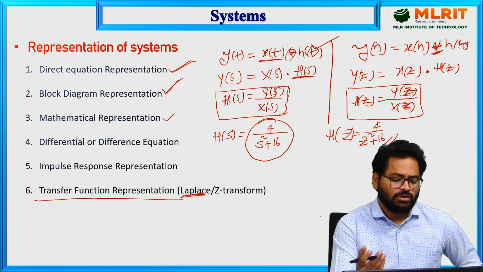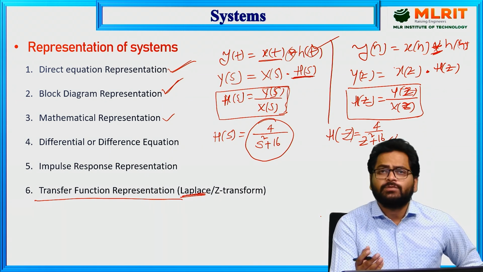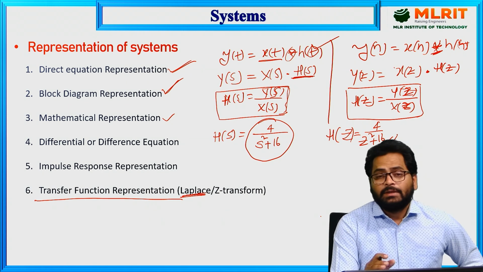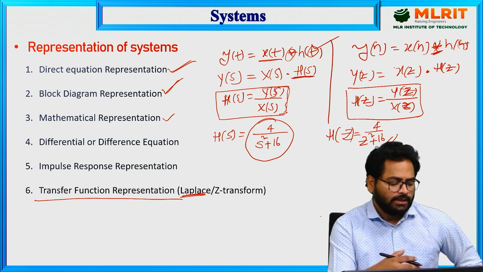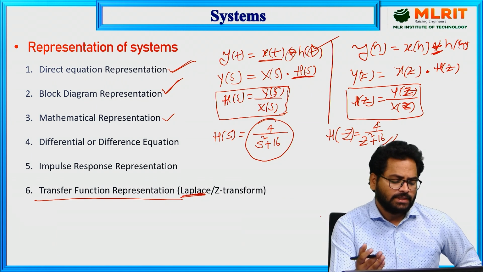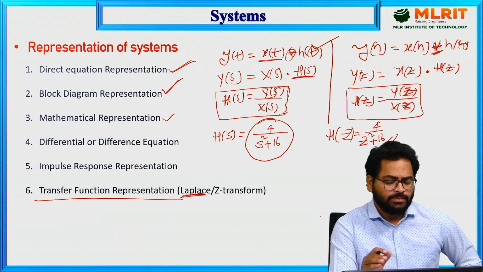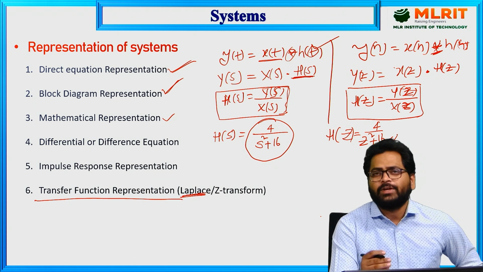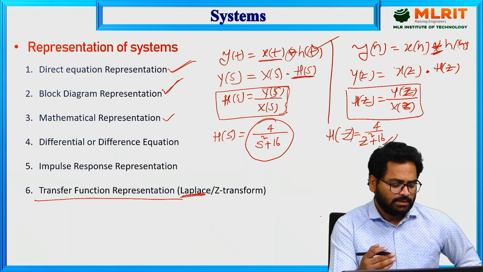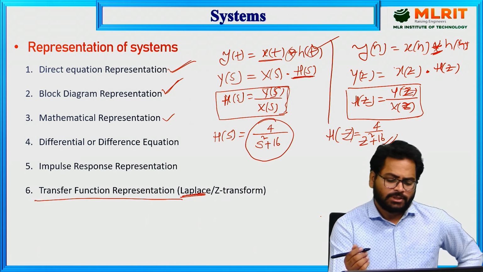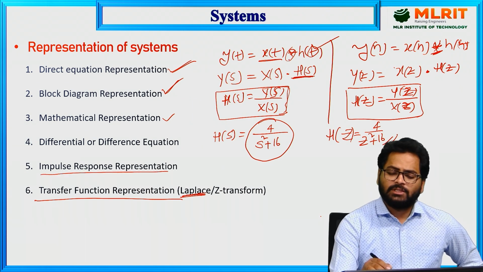Next, differential or difference equation. The same thing, the system response we are representing in terms of a differential equation. That means output and input we are interrelating with differential equations. We call it a differential equation representation. And for the discrete signal, we represent the same in terms of difference equations, y of n equals y of n minus 2 minus y of n minus 1, like that. Next one, impulse response. The fifth one we left over. So impulse response means this one only.